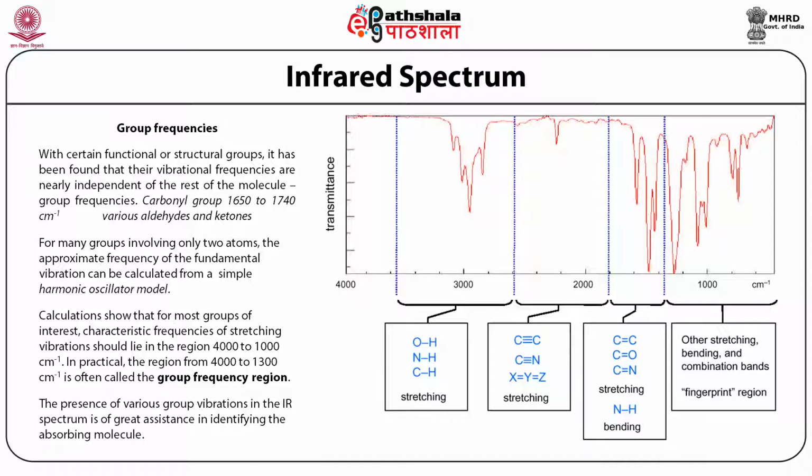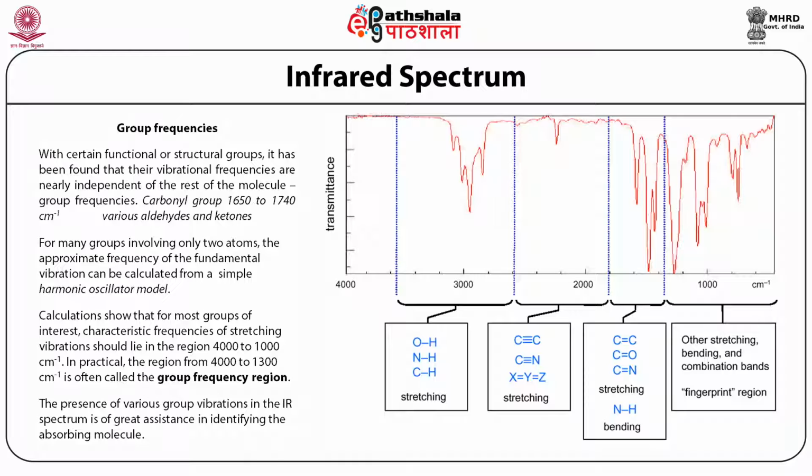For many groups involving only one atom, the approximate frequency of the fundamental vibration can be calculated from a simple harmonic oscillator model. Calculations show that for most groups of interest, the characteristic frequency of a stretching vibration should lie in the region of 4000 to 1000 per centimeter. In practice, the region from 4000 to 1300 per centimeter is often called the group frequency region. The presence of various group vibrations in the IR spectrum is of great assistance in identifying the absorbing molecule.